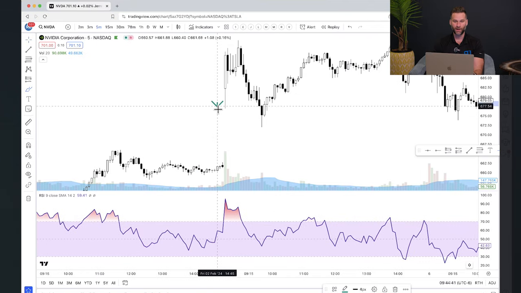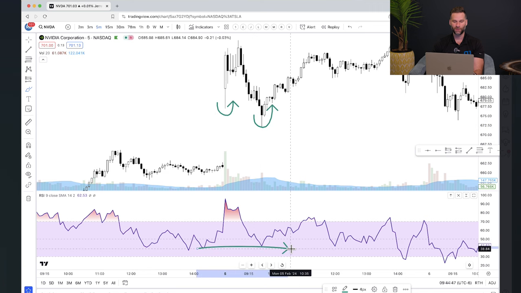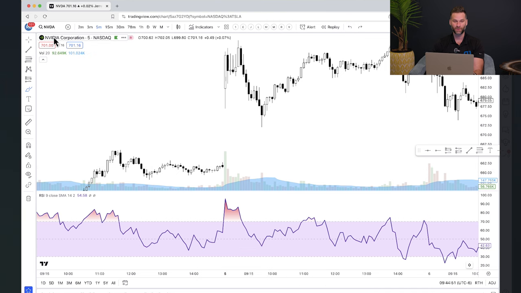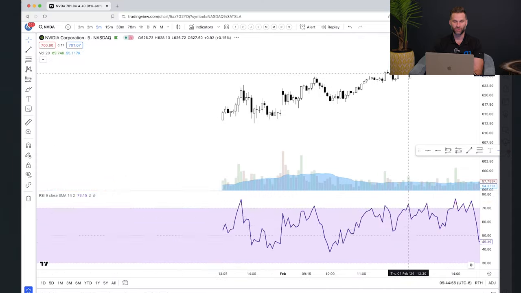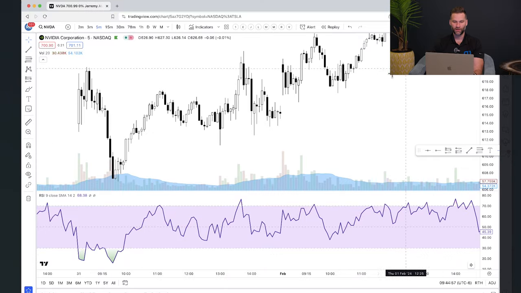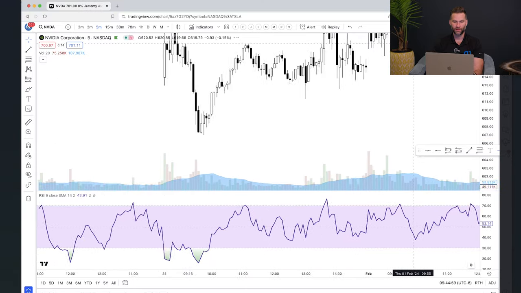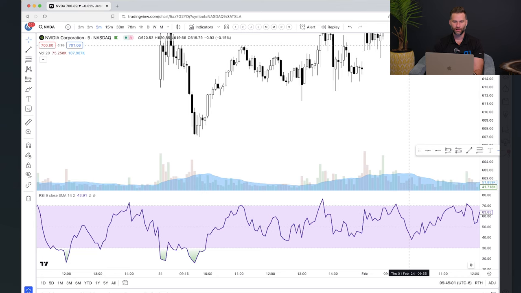So notice right here, NVIDIA has a low, and then we make a new low. If we're looking at the RSI, you'll see that the RSI actually did not make that relative low along with the stock. So that could have been a spot that you were looking to expect the momentum to shift a little bit. Okay, continue to look.